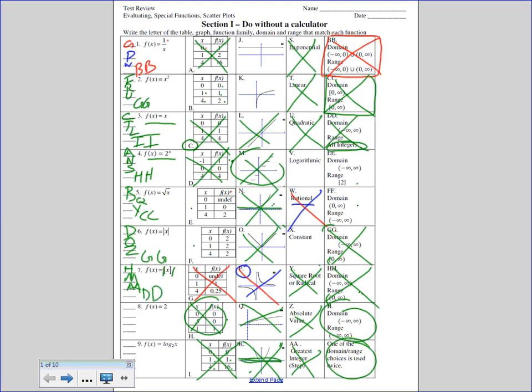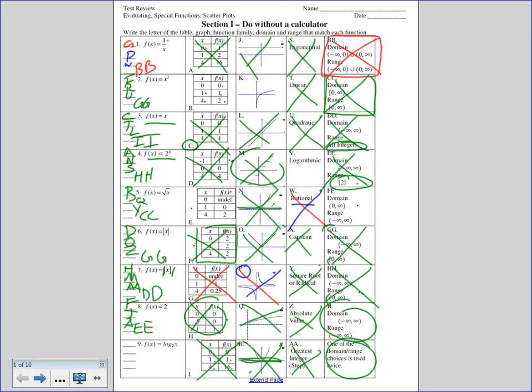All right, number 8 is the constant function. The graph is just a horizontal line. The output is, like I said, a joke. No matter what we put in, we get out 2. And so our range, the only thing that comes out of that function is 2.